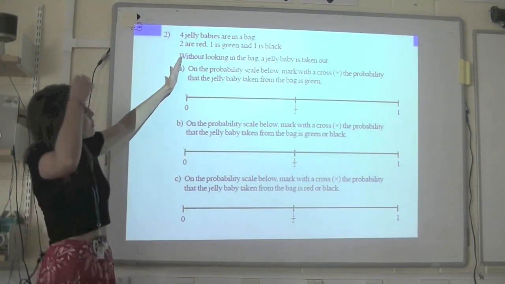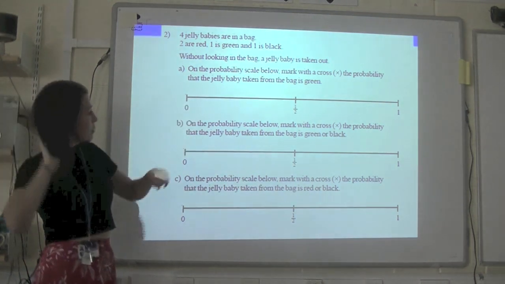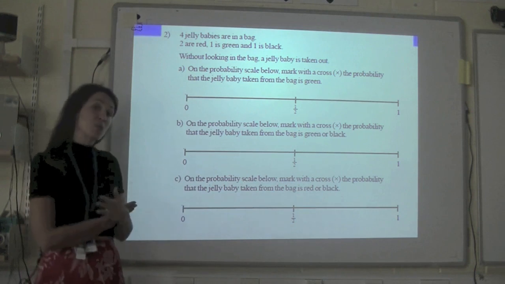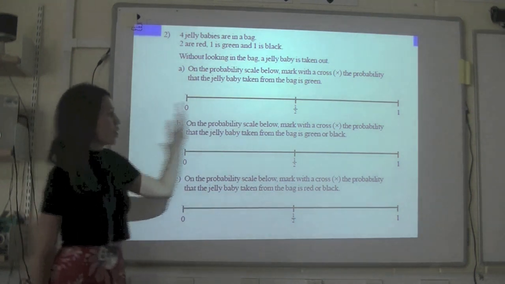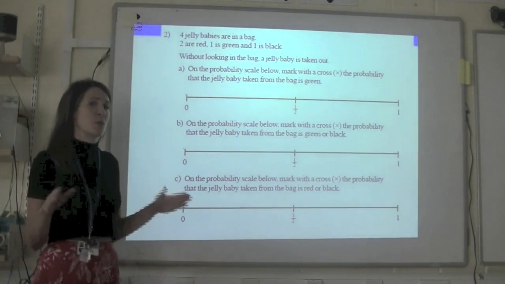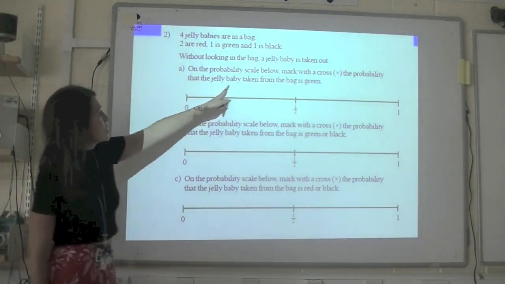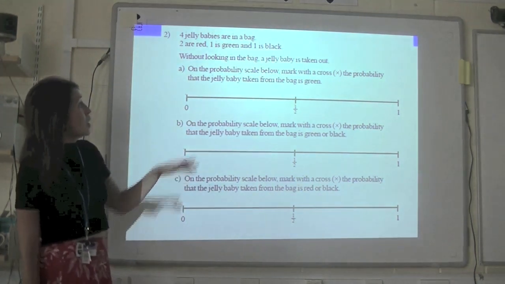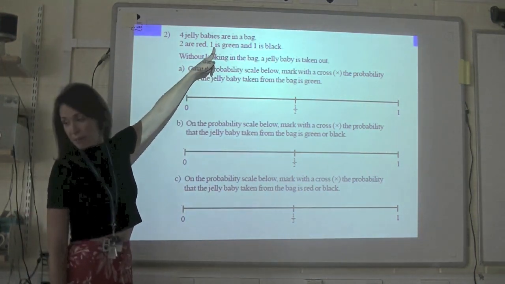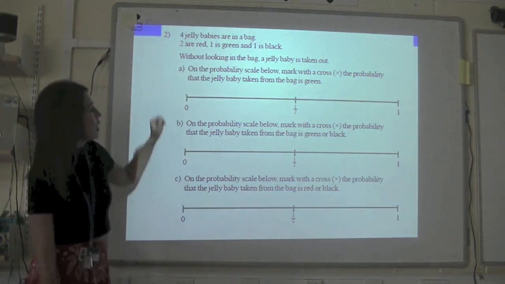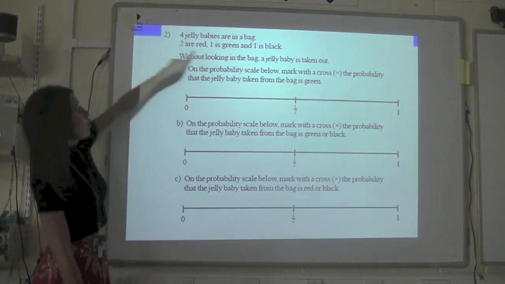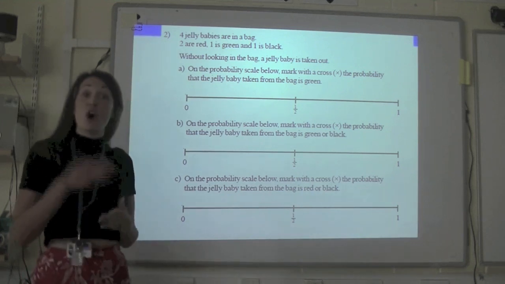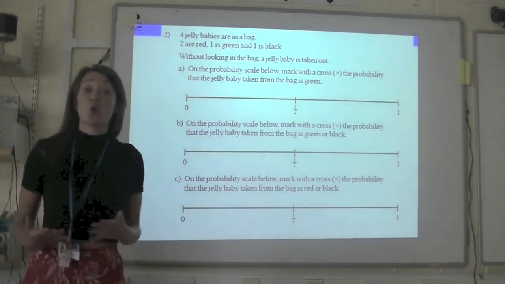But this first one, on a probability scale, mark with a cross the probability that a jelly baby taken from the bag is green. So this is the same as what we were discussing earlier, now it's not on a probability scale with words, it's just on a probability scale with numbers. So what's the probability that the jelly baby taken from the bag is green? Well, there's 1 green out of the 4 options. So that's 1 over 4, which is a quarter.